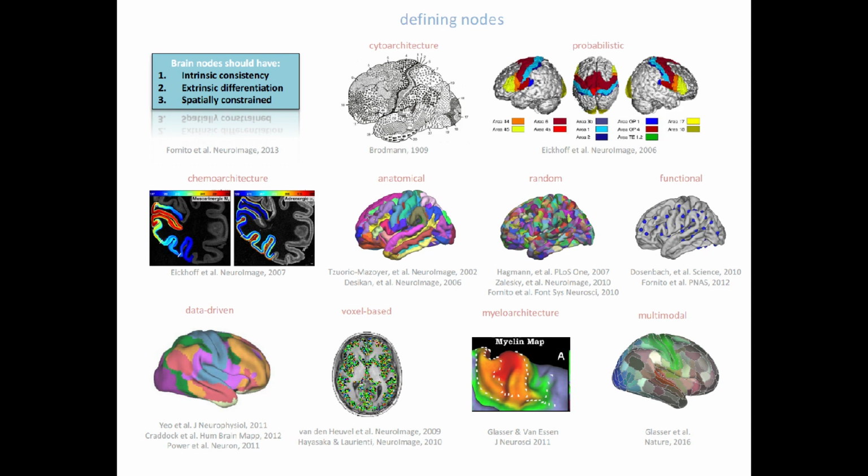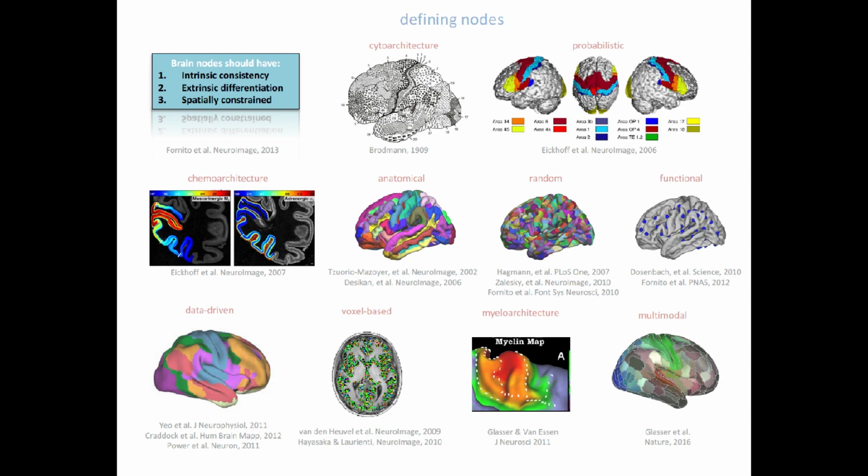The second criterion is that they should be extrinsically distinct. So if I define a node here, then it should be functionally distinct from the node next to it. We should be able to draw functional boundaries between those. And the third is that they should be spatially constrained. Right? So an idea of functional localization or specialization of the brain is that a specialized patch of the brain is an anatomically contiguous area. So we generally don't want a node to comprise brain regions that are distributed in different anatomical locations.